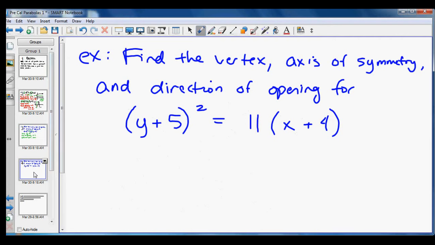So we start with the vertex. We look at what's being subtracted from the x first. Make sure you're always doing the x first. So look over here. We're subtracting a negative 4. And then subtracting from the y, look here. It's a negative 5.